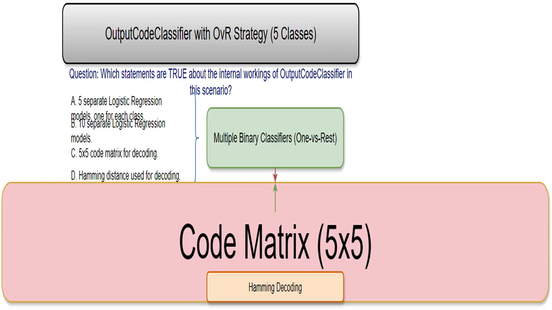Since we have 5 classes, this matrix will be 5 rows by 5 columns. Imagine it as a lookup table that helps OutputCodeClassifier decode the output of the 5 separate classifiers. It simplifies the combination of predictions into a final class prediction.